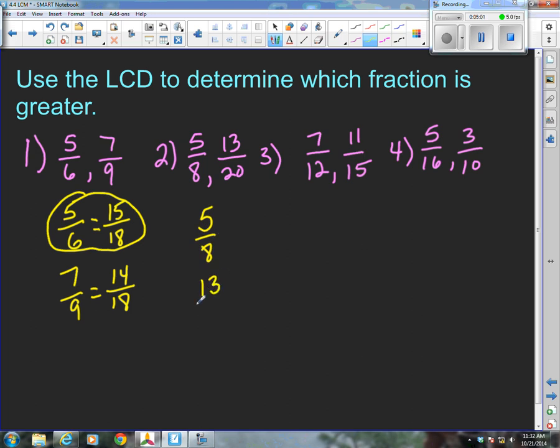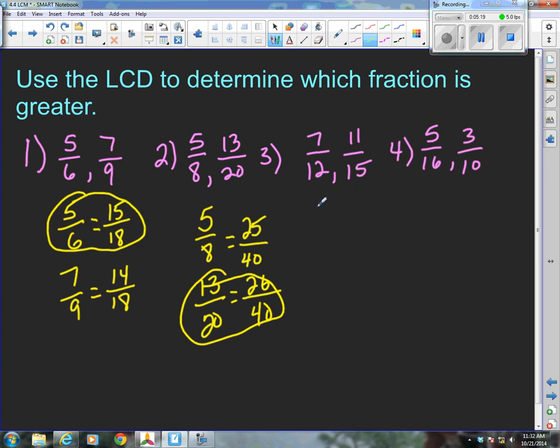Okay, 5/8, 13/20ths. The LCM would be 40. 8 goes into 40 5 times. 5 times 5 is 25. 20 goes into 40 2 times. 2 times 13 is 26. 26/40ths is certainly bigger than 25/40ths.